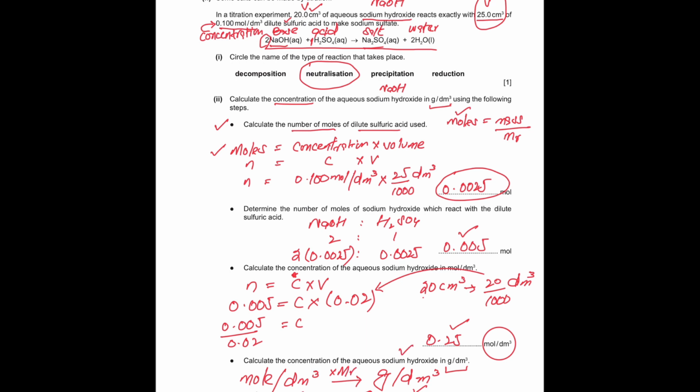So here's the sodium hydroxide. We will find the molecular mass of NaOH. The mass of sodium is 23, the mass of oxygen is 16, and hydrogen is 1. So we multiply the molarity, 0.25, by 23 plus 16 plus 1, that is the Mr of sodium hydroxide. Then the answer will be 10.